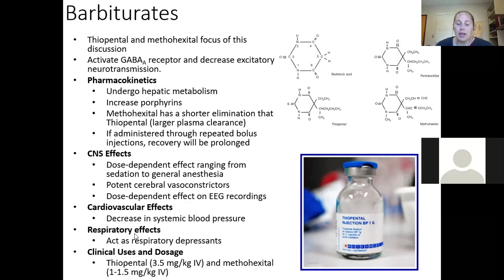And again, because we are teaching a pharmacology class and you are future pharmacists, I think it's always interesting to check out dosages. Again, I don't necessarily need you to memorize these dosages. It's just interesting to compare and contrast the relative dosages between these IV general anesthetics. So here you can see the general dosages for thiopental and methohexital. Okay, any questions about barbiturates before we move on?